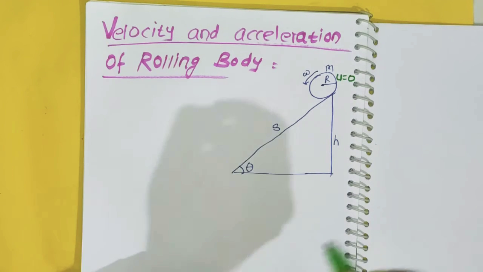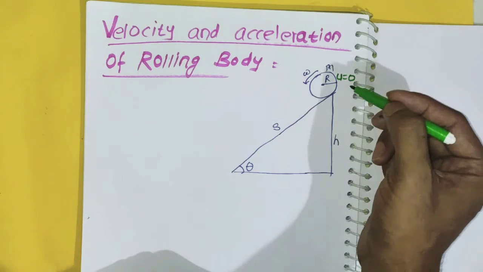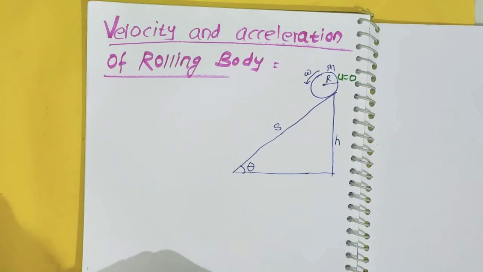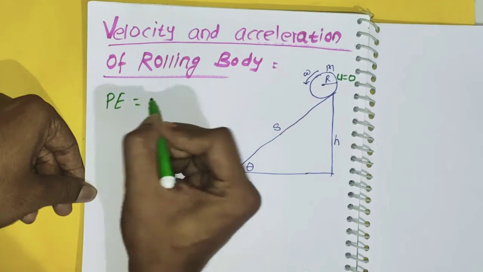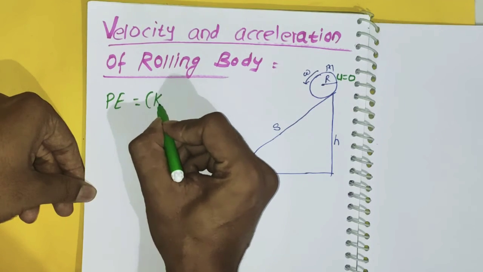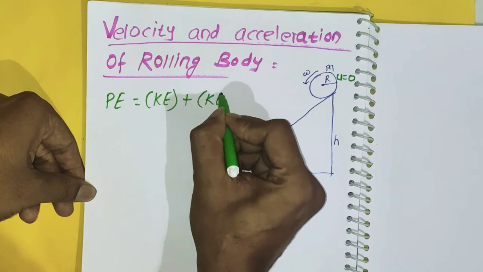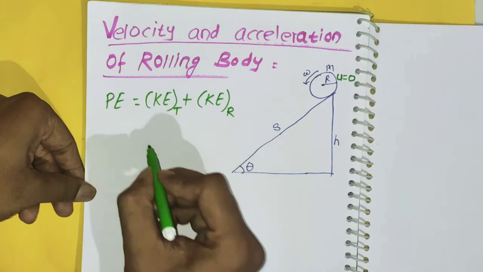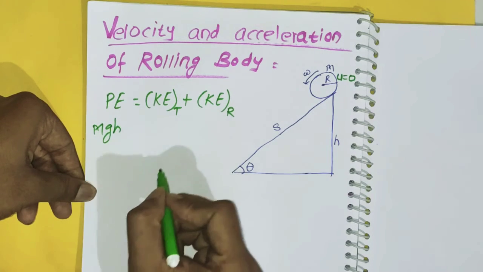Now the total potential energy will be converted into kinetic energy because this sphere is now rolling with some speed. But we know that the body is rolling, so the kinetic energy is translational plus rotational. The formula for the potential energy is mgh.